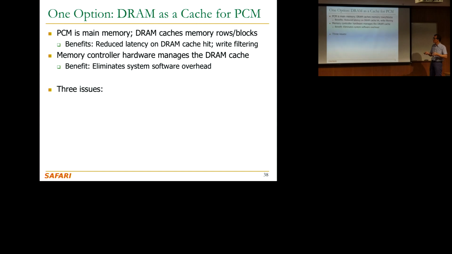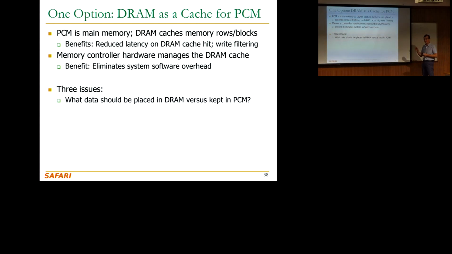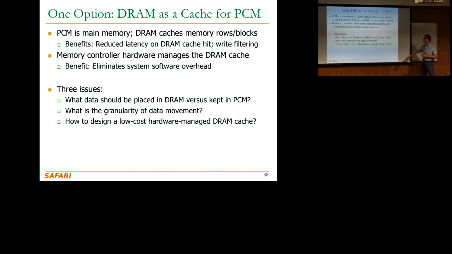So there are at least three issues in the design of this DRAM cache we're going to cover. Basically, what data should be placed in DRAM versus kept in PCM? What is the granularity of data movement? And how do you design a low-cost hardware-managed DRAM cache? If your DRAM is, I don't know, 4 gigabytes still, that's a very large cache to manage in hardware, right? How do you design this cache? Is it going to be similar to the caches that we have on chip, which are much smaller today, maybe 32 megabytes?